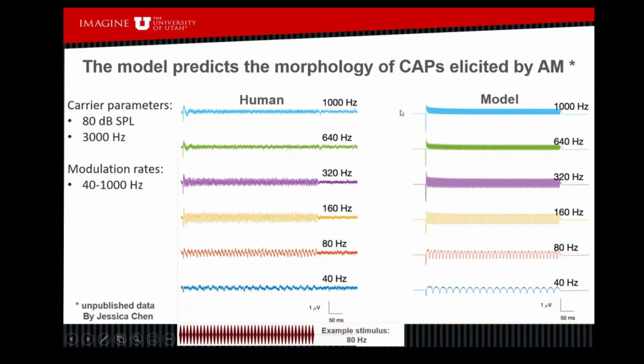We see that the model predicts the largest CAP that occurs at the onset of the stimulus. It also predicts the adaptation that occurs after that. Moreover, the model predicts the increase in the first CAP amplitude as we increase the modulation frequency, which is consistent with the human data.